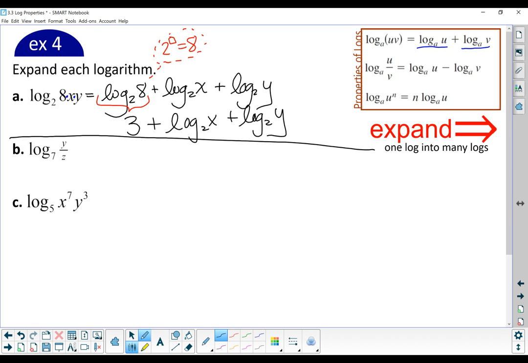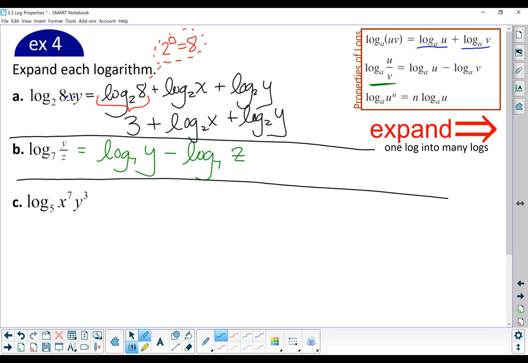All right, our next one, log base 7 of y over z. We're going to use the quotient rule. So we're going to do a log minus a log. The log of the top minus the log of the bottom. And that's done.